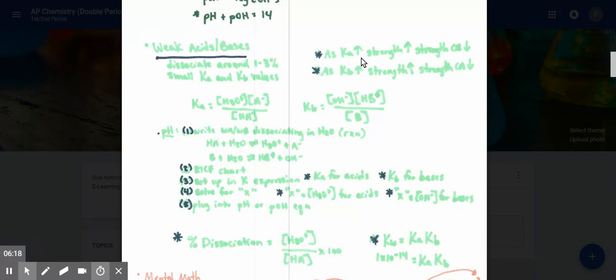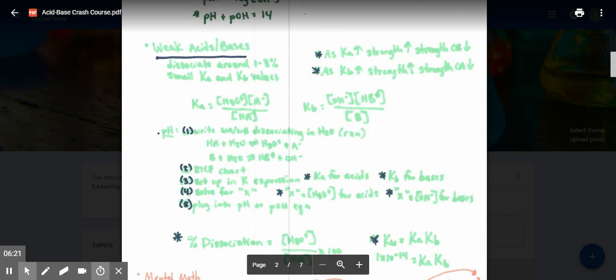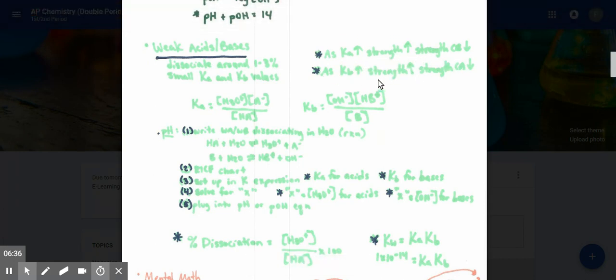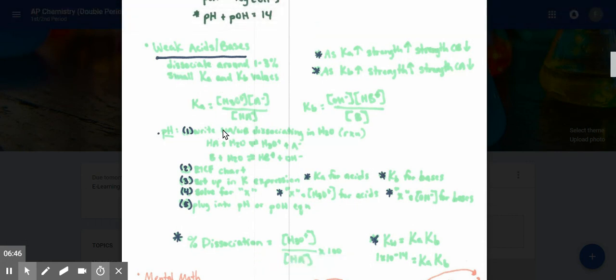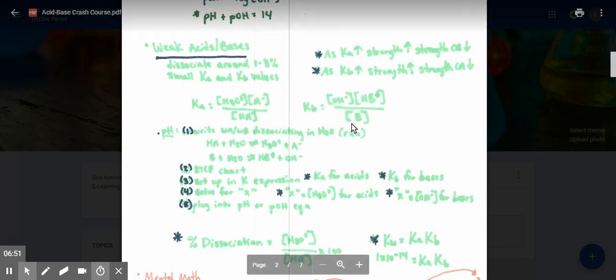Conceptually, as the Ka value increases, the strength of the acid increases, and therefore the strength of the conjugate base decreases. So acid and conjugate base are inversely related. Base and conjugate acid are also inversely related as far as strength goes. So as the Kb value increases, the strength of the base increases, but the strength of the conjugate acid decreases. So, like I said, weak acids and bases have small Ka and Kb values. This is just a generic form to write the Ka and Kb expressions, and you'll see this on your equation sheet as well.